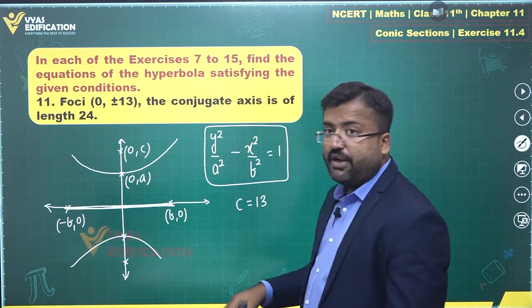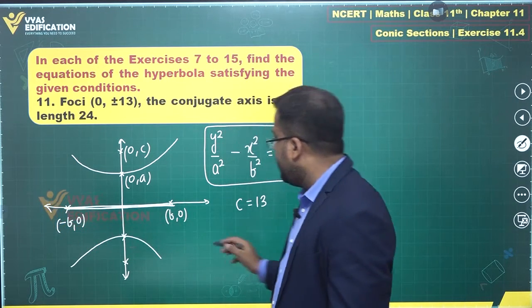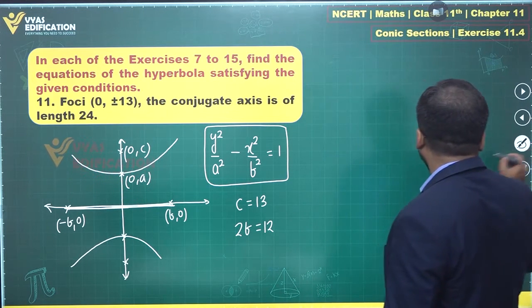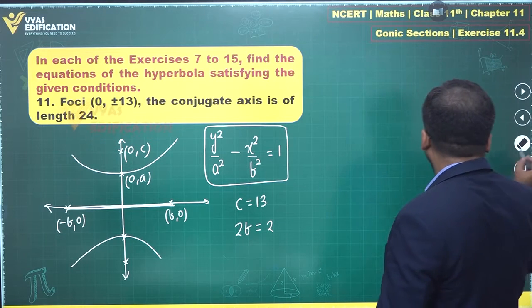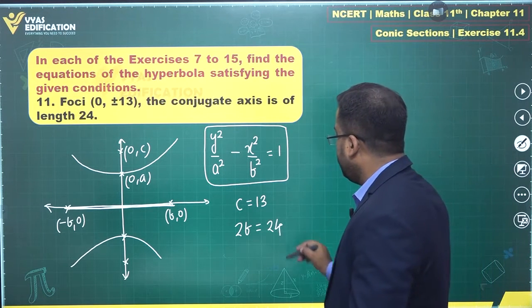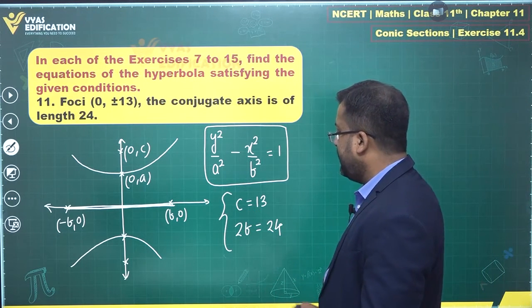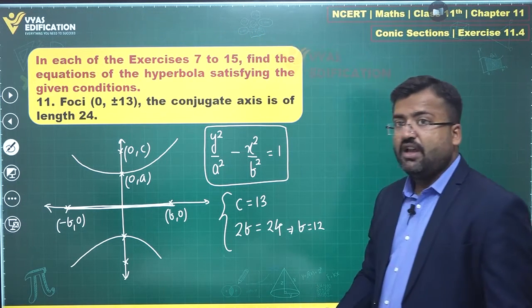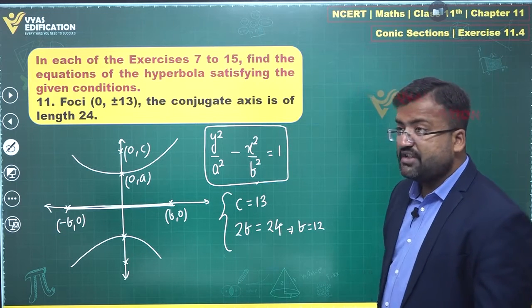Conjugate axis is of length 24. Conjugate axis is this length 2B. 2B is equal to 24. These are two things which are given. So 2B equal to 24 implies B is equal to 12. We have found B, therefore B square.